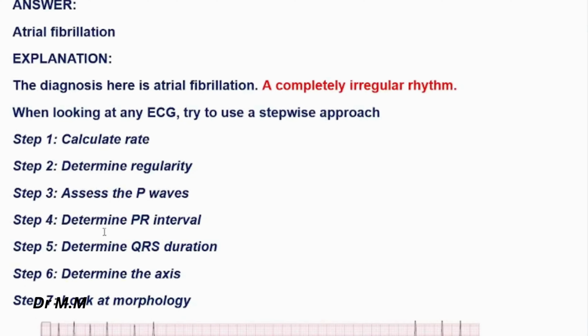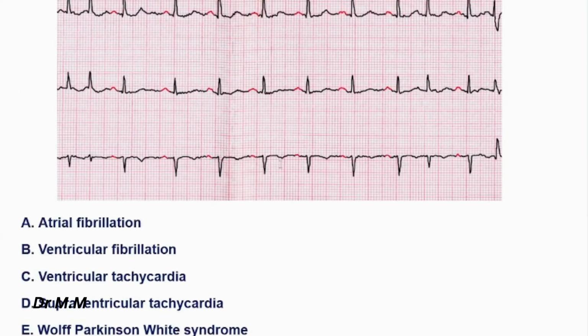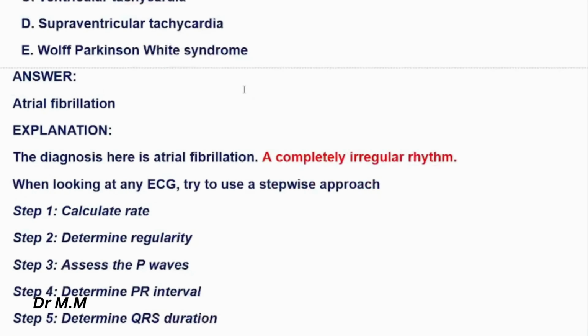Step 4, determine PR intervals. Is the PR interval constant or is it not constant? As we can see in this ECG, we have a completely irregular rhythm, and there is no consistency between the R-R intervals. Here the interval is decreased, here it is increased, and here it is increased more, and the pattern is going like this.